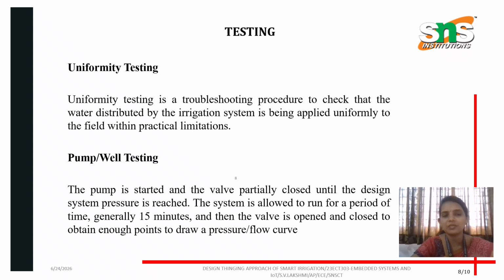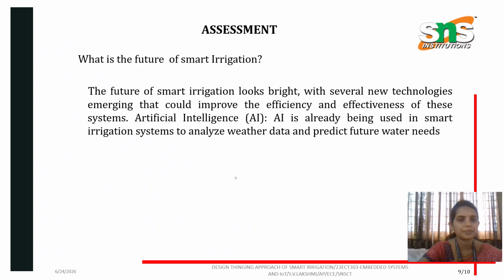In the case of pump or well testing, the pump testing is done in an open discharge method. The pump is disconnected from the irrigation system, and the flow meter, the pressure indicator, and the valve are installed on the pump outlet. The pump is started and the valve is closed until the design pressure is reached. Generally it is run for 15 minutes, and the valve is opened and closed. So this is how the testing procedure is done.